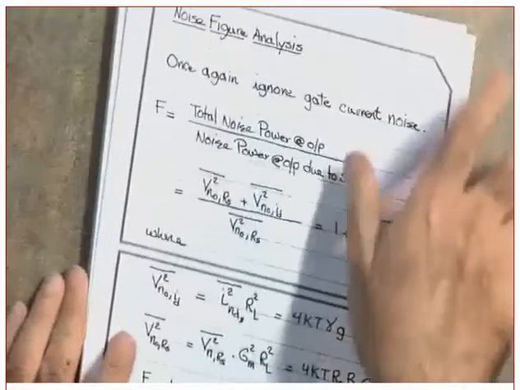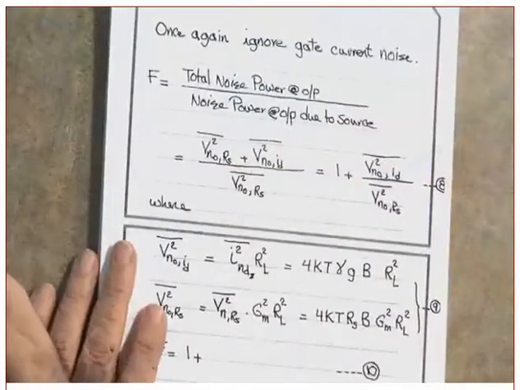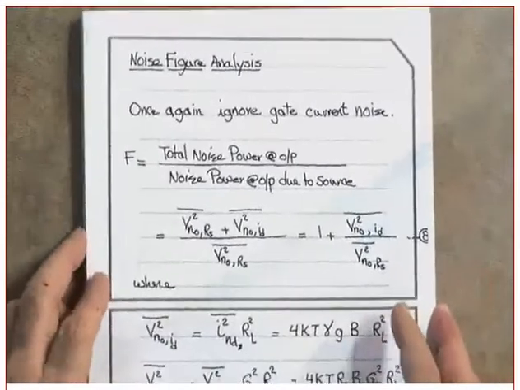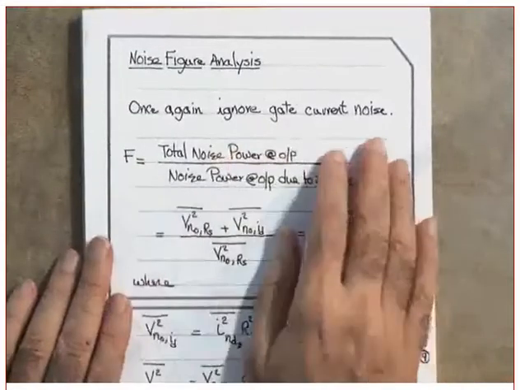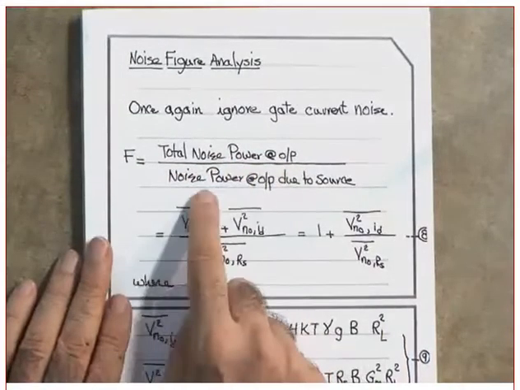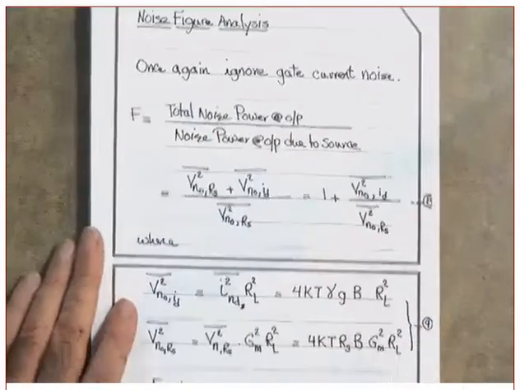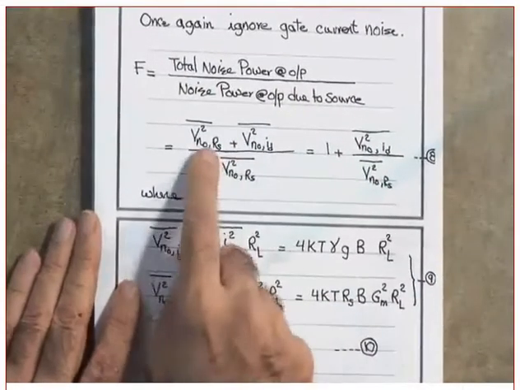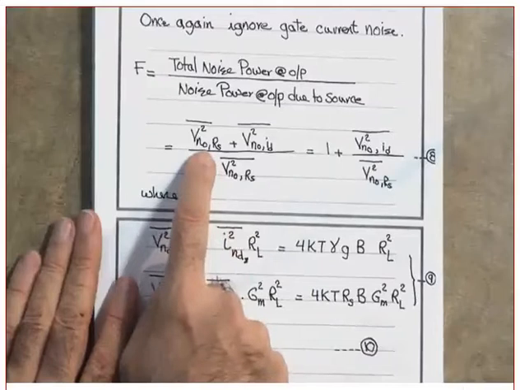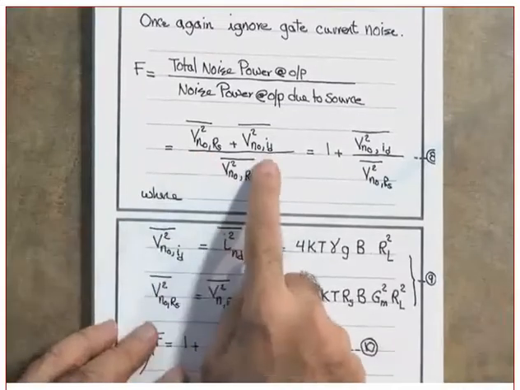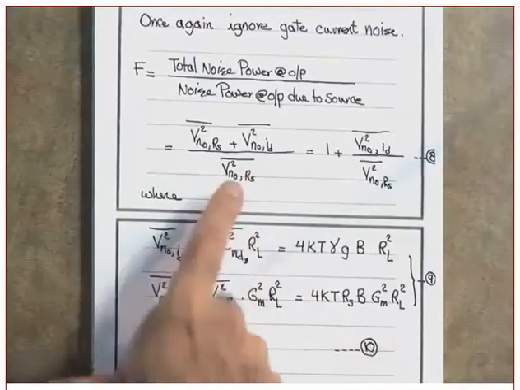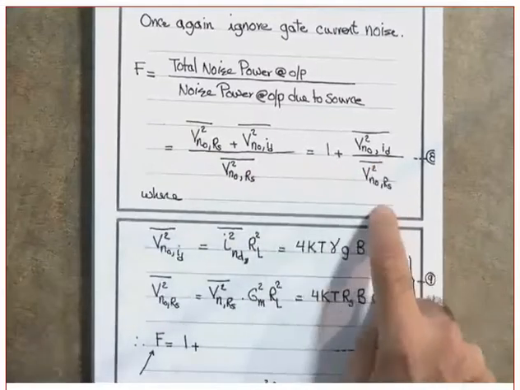Now, the noise figure analysis. Did you understand the power matching? Yes? And the gain? Okay. Now, the noise figure analysis. Again, by the same token, F is the total noise power at the output divided by the noise power at the output due to the source. So again, I write the equation. Are you familiar with this equation? What is this due to? It's due to the RS. What is this due to? Drain current. And this is just due to the R. This is 1 over this.